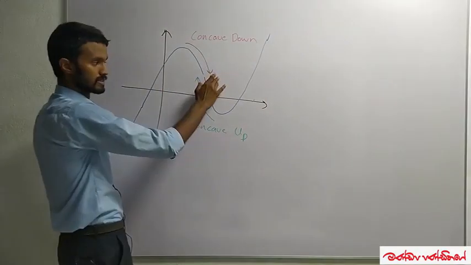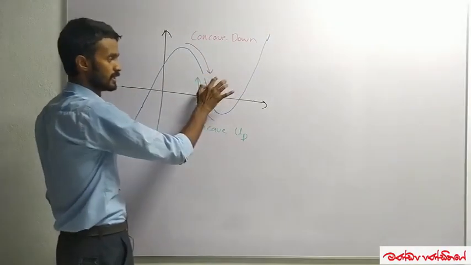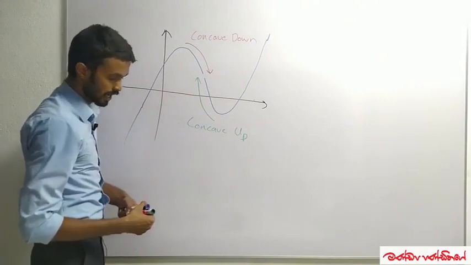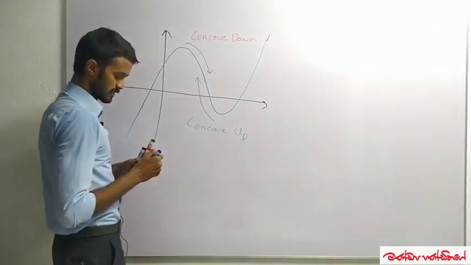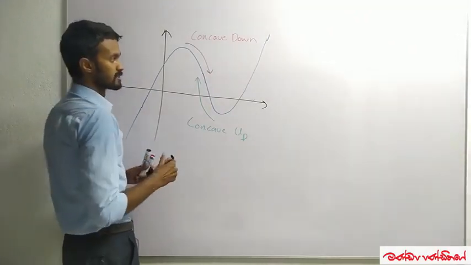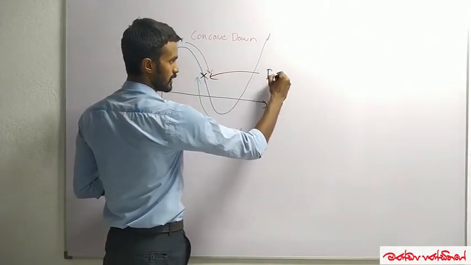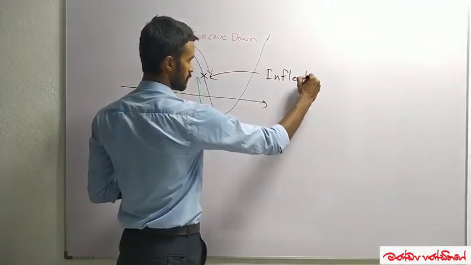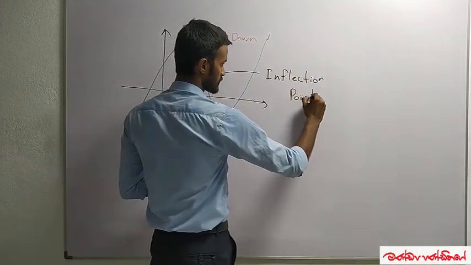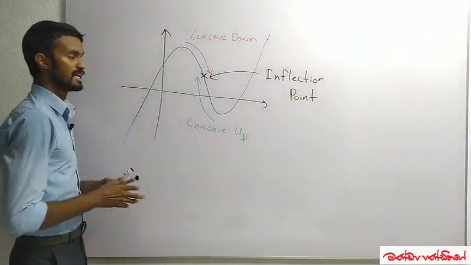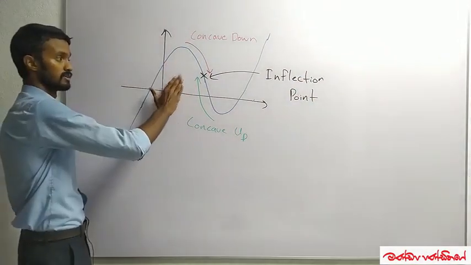The concave down nature of the graph changes at a point somewhere here, and then it takes a concave up shape, or a concave up concavity. That means this point is an inflection point. Why? Because the definition says an inflection point is a point where the concavity of the graph is changed.